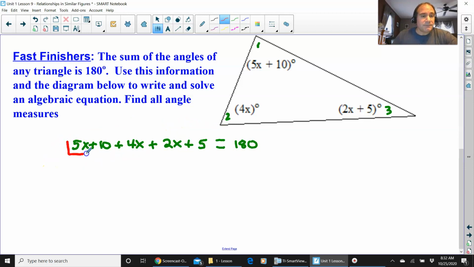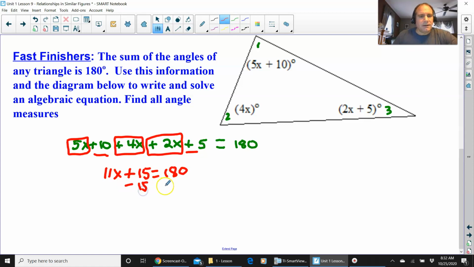So we have 5x. We have 4x. We're going to combine like terms because this x is on the same side of the equal sign. That's 9, 10, 11. So we're talking about 11x. Then we're going to add 10 and 5, and it's 15. Obviously, we are going to subtract using inverse operations. This cancels. 11x equals 165. Divide by 11, and we're going to check that in the calculator.